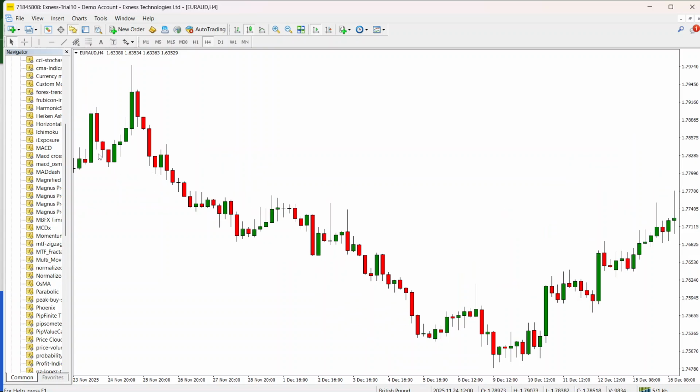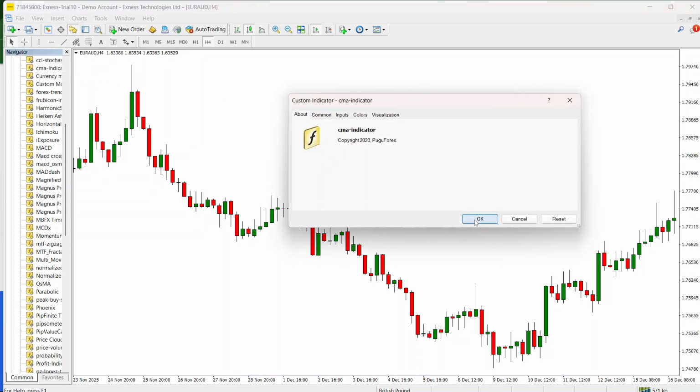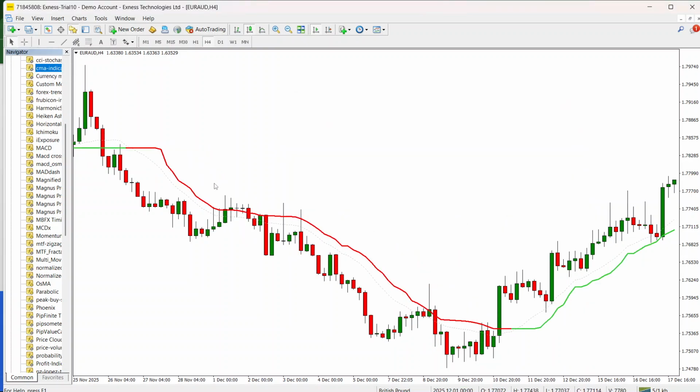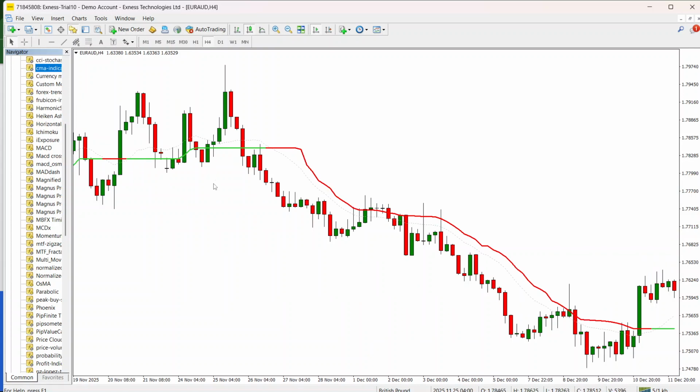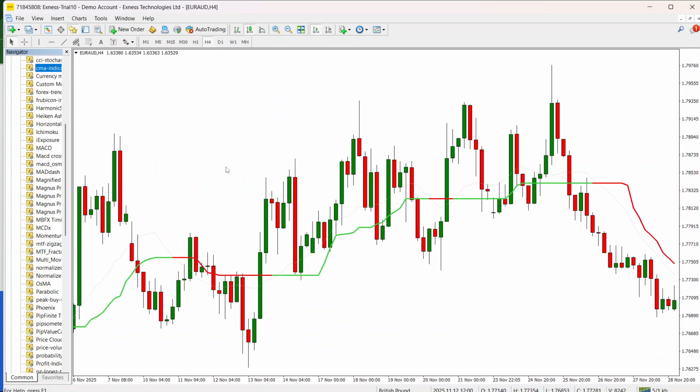I'll load the indicator on the screen so we can see how it appears in real time. On MT4, the CMA indicator plots a smooth curved line directly on your price chart, following price action more cleanly and with less lag than many traditional moving averages. As you can see here, it switches almost instantly.